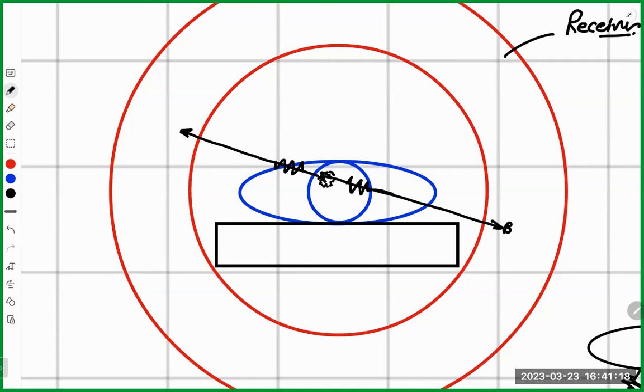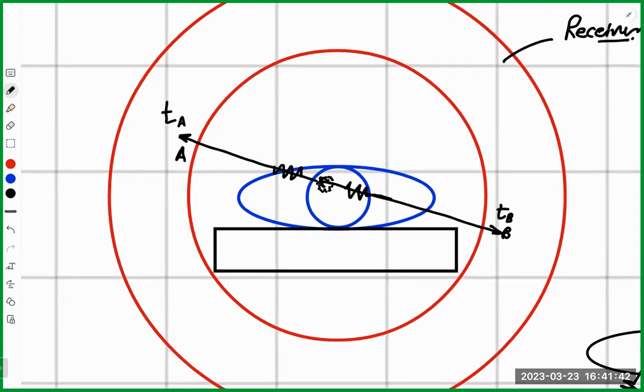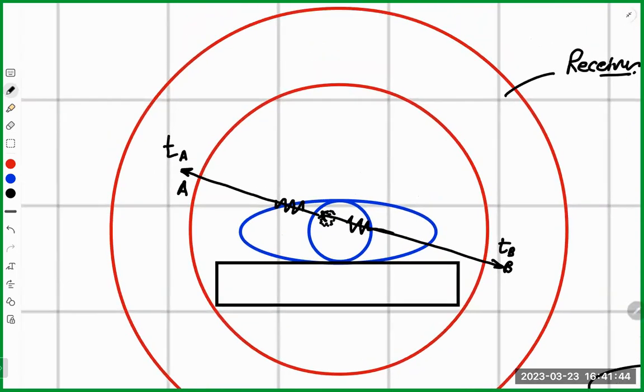So I hope you can see that this one will arrive a little sooner than this one. This is photon A, this is photon B. So the receiver will receive A before B. So the time for A will be a little less than the time for B. And the receiver knows exactly these two points, A and B.